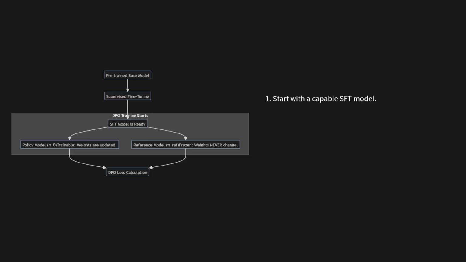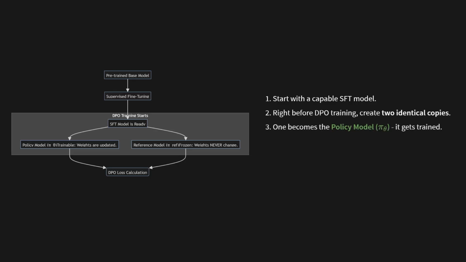Then, right before DPO training begins, we create two identical copies. One of those copies becomes the policy model. That's pi sub theta. It's trainable, its weights are updated. This is the model that learns. The other copy becomes the reference model. That's pi sub ref. It is frozen.